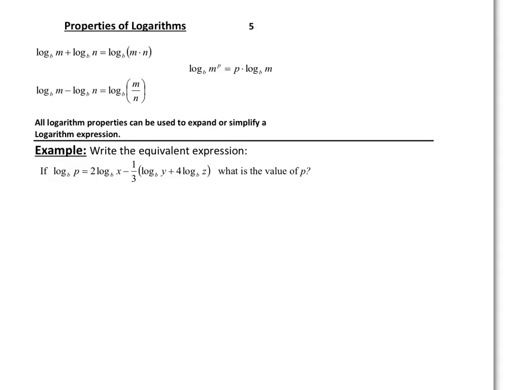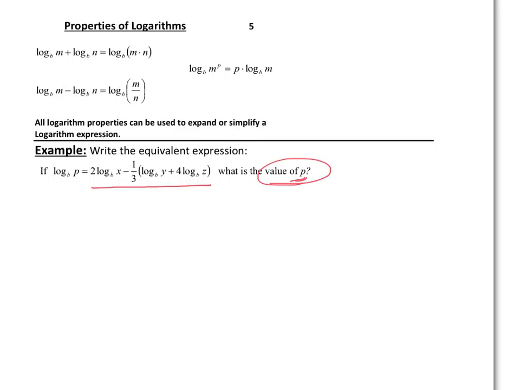So if I want to figure out what log of p with the base of b is equal to 2 log x with the base of b minus 1/3 log y with the base of b plus 4 log z with the base of b, and I want to find out what the value of p is, that means I want to figure out this side of my equation into one log, because I have log of p on this side. So if I want to figure out what p is by itself, I'd have to make sure I have one log on my right side of my equation.